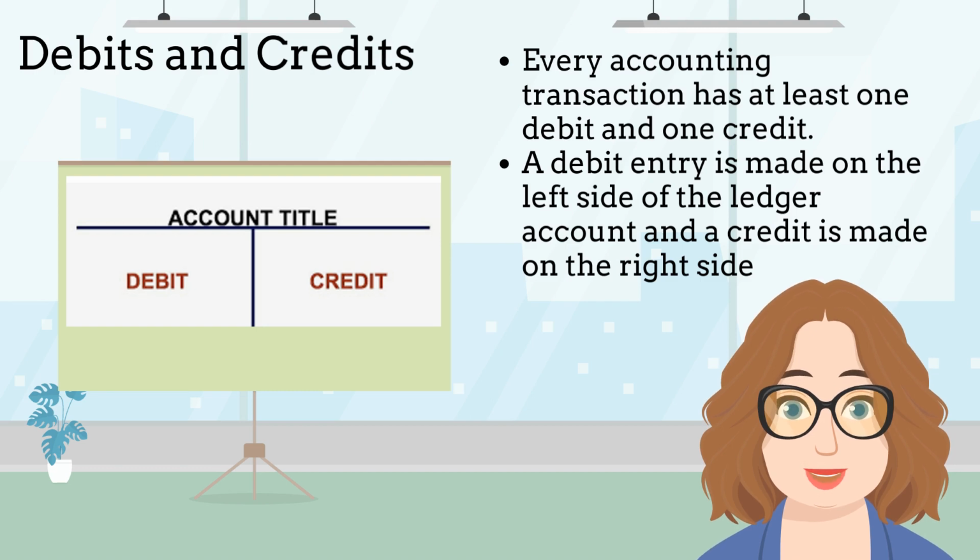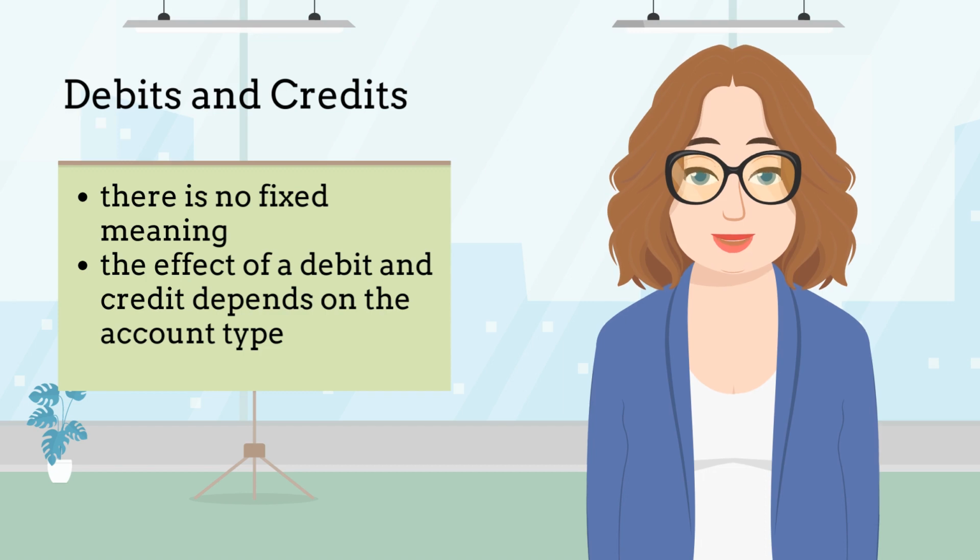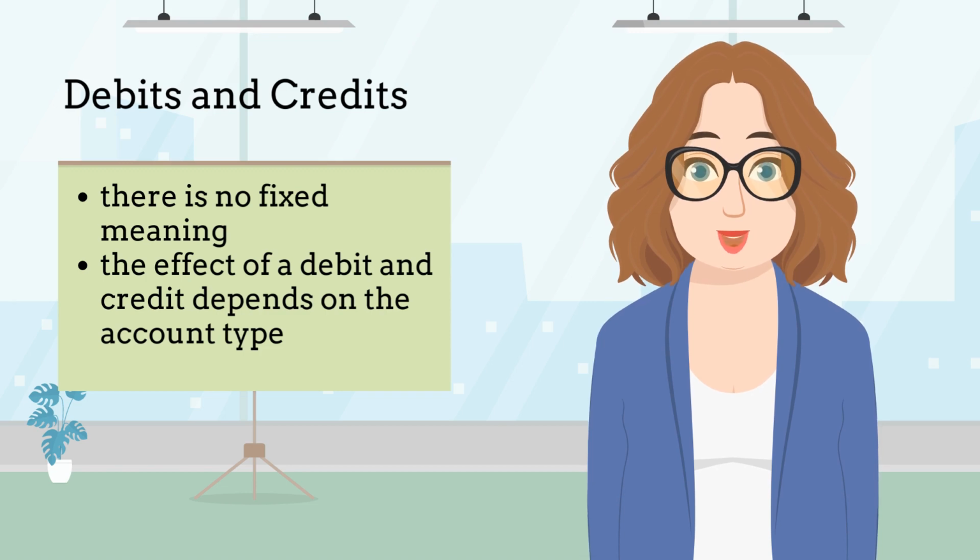A debit is an entry that is made on the left side of a ledger account, and a credit is an entry made on the right side. It's important to note that debits and credits do not have a fixed meaning. The effect of a debit or credit on an account depends on the type of account.